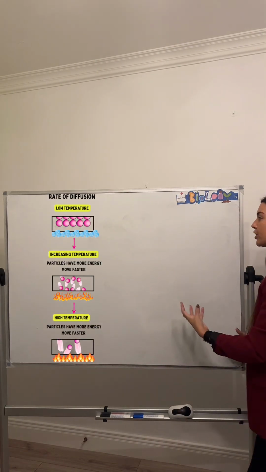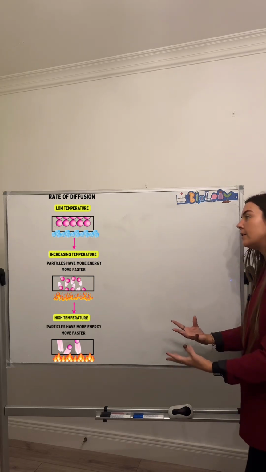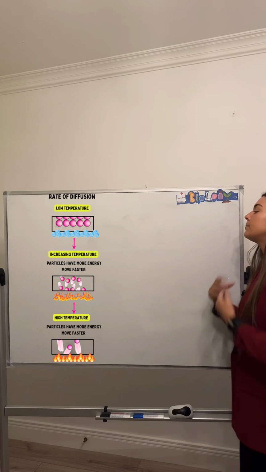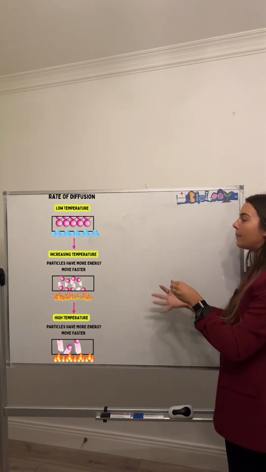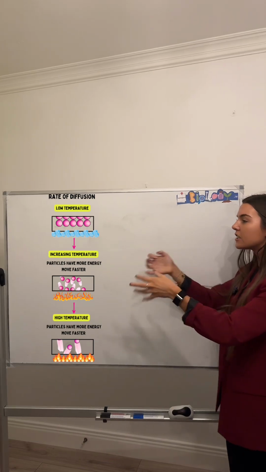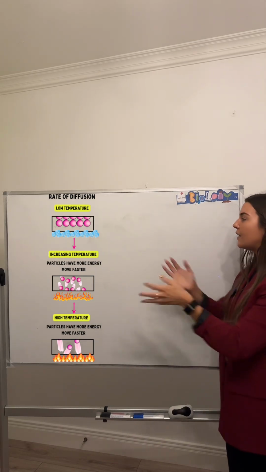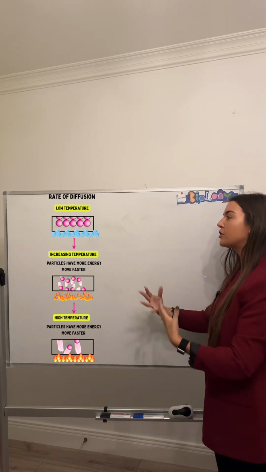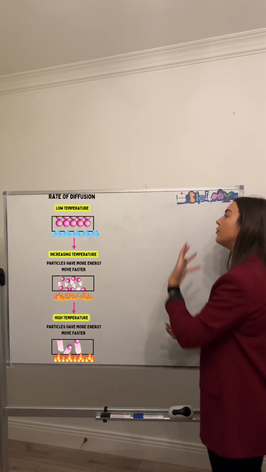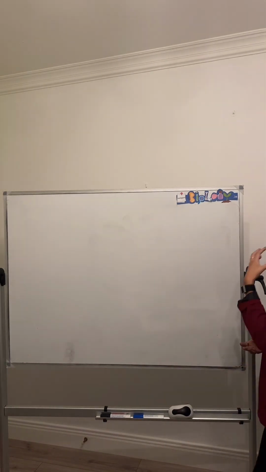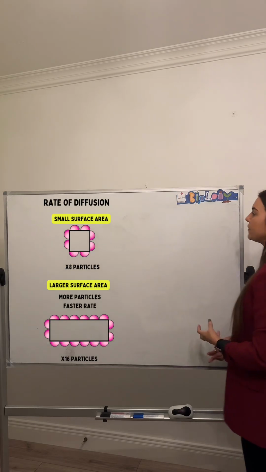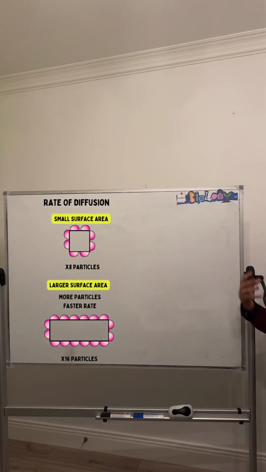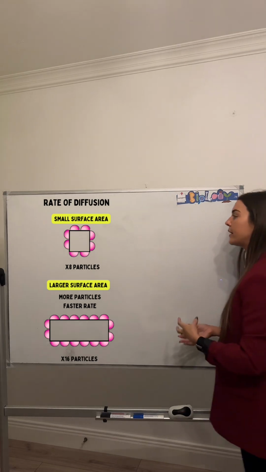The next one is temperature. If I supply energy in the form of heat to the particles, those particles are going to vibrate faster and then they're going to move faster. So higher temperatures supply more energy for particles to move, giving a faster rate of diffusion. And another factor that affects the rate of diffusion is surface area. So the larger the surface area, the more particles can go around that surface area and the faster diffusion can take place. So surface area also affects the rate of diffusion.